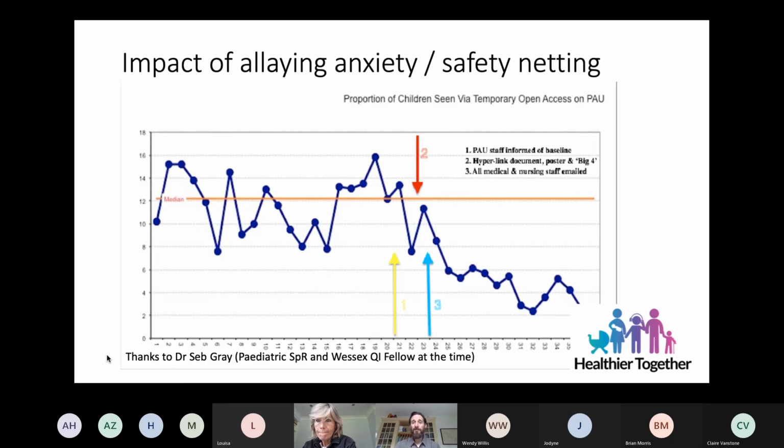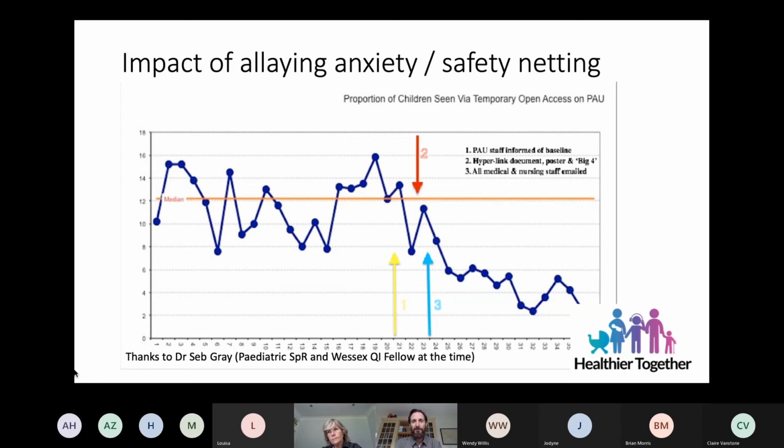This is just to demonstrate the impact of these sorts of approaches. So this was a study done a few years ago now by Seb Gray, who at that time was a paediatric registrar at Southampton. The paediatric assessment unit there has always had this system whereby a child that's discharged has open access for the next 24 hours. So if anything the parents are worried about in the following 24 hours, they can just come straight back to the paediatric assessment unit. They don't need any other assessment. They can just represent and say, look, this has happened.